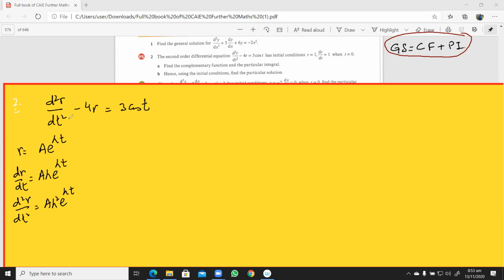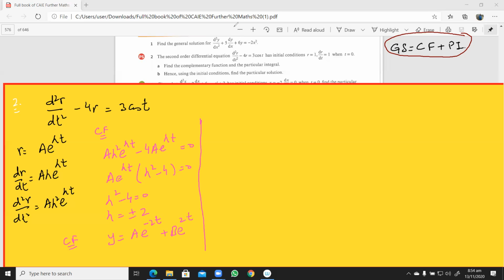Then we put this into the auxiliary equation for the complementary function. The left hand side would be written as a lambda square e raised to power lambda t minus 4a e raised to power lambda t, that is equal to 0. So you have a e raised to power lambda t common here. You have lambda squared minus 4 equal to 0. So lambda is going to be plus minus 2. So your complementary function is y is equal to a e raised to power minus 2t plus b e raised to power 2t.